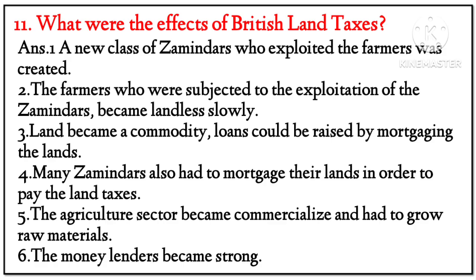11th one. What were the effects of the land taxes? Answer. A new class of zamindars who exploited the farmers was created. The farmers who were subjected to the exploitation of the zamindars slowly became landless. Land became a commodity. Loans could be raised by mortgaging the land. Many zamindars also had to mortgage their lands in order to pay the land taxes. The agriculture sector became commercialized and had to grow raw materials. The money lenders became strong.